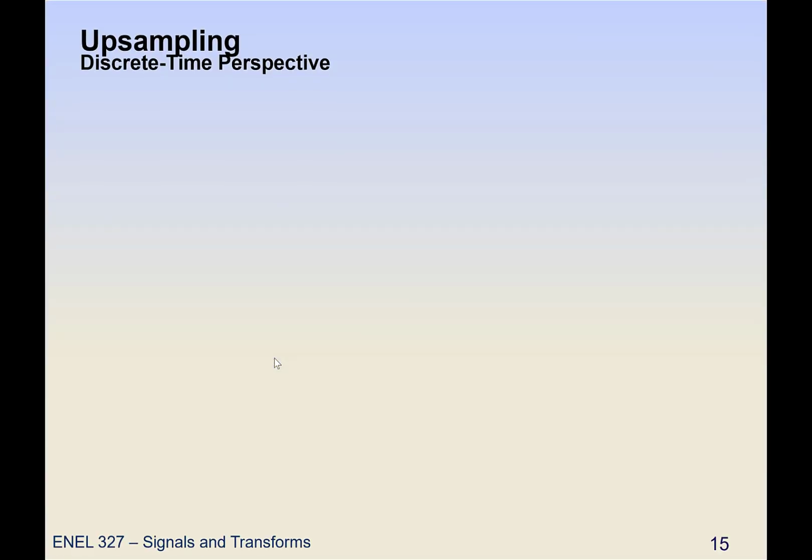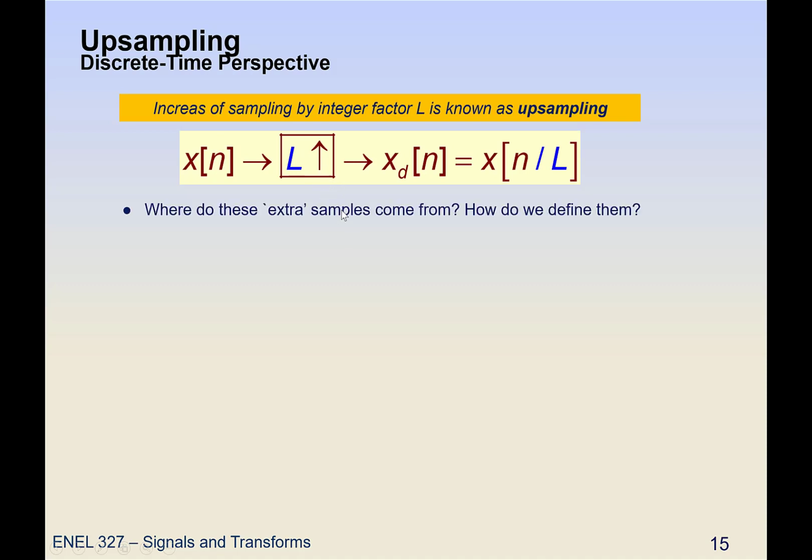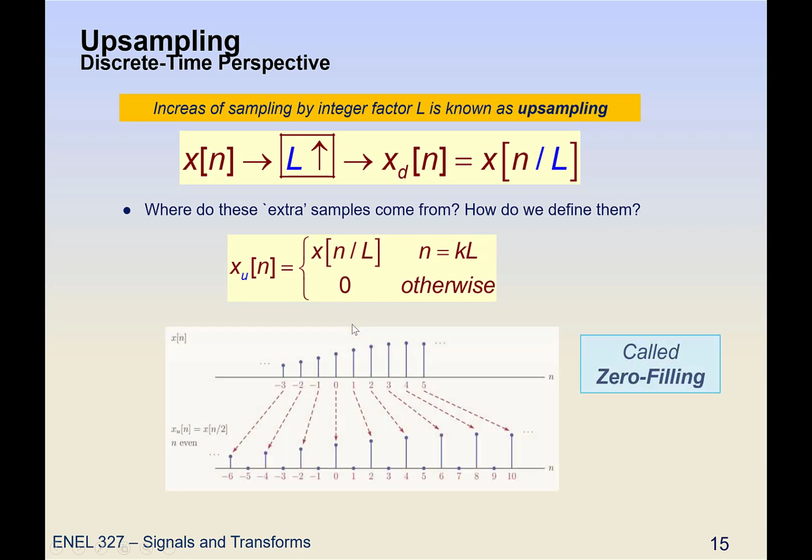Now let's take a look at the reverse, which is upsampling. So this might seem a bit strange. It seems like we're starting with some samples and then we're all of a sudden magically creating extra samples in between. Well, how do we define those extra samples? Well, what we do is we actually take those original samples and then we fill in the spaces in between where we've got extra samples with zeros.